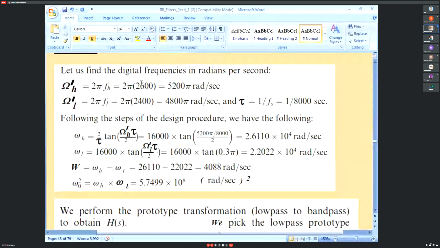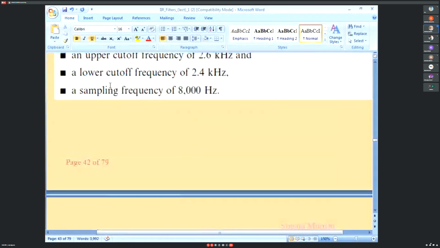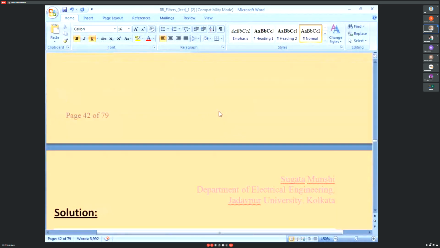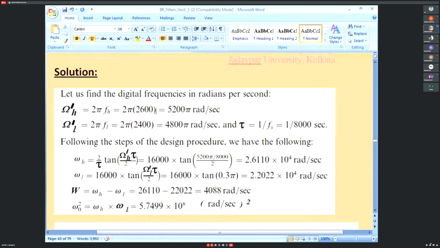First of all, obtain the digital frequencies. The upper cutoff frequency, capital omega H prime, is 2 pi fH. fH is this 2.6 kilohertz. So in radians per second, upper cutoff frequency will be 2 pi fH, 2 pi into 2600. That means 5200 pi radians per second. Similarly, lower cutoff frequency is 4800 pi radians per second. The sampling period tau is 1 by fs, that means 1 by 8000 second.